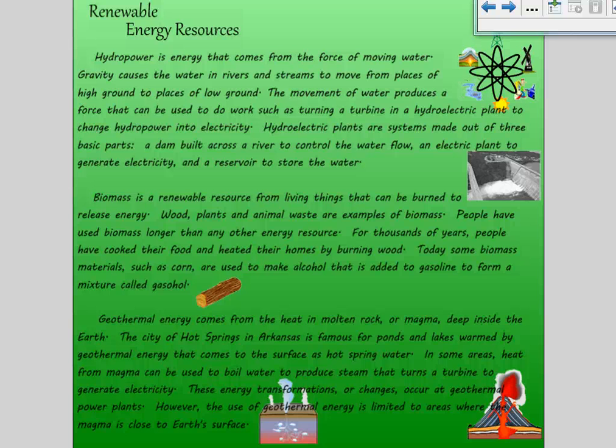In some areas, heat from magma can be used to boil water to produce steam that turns a turbine to generate electricity. These energy transformations or changes occur at geothermal power plants. However, the use of geothermal energy is limited to areas where the magma is close to Earth's surface.